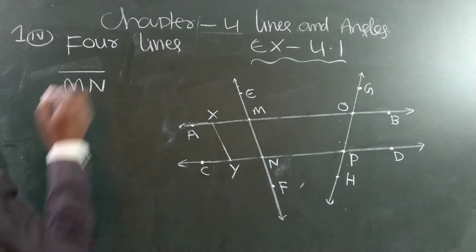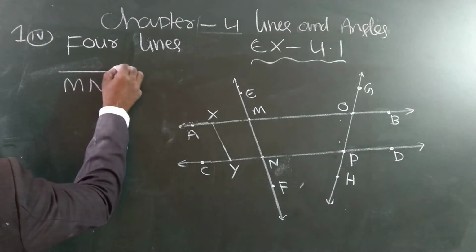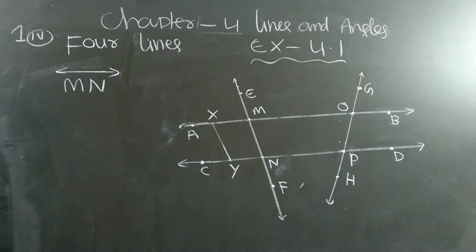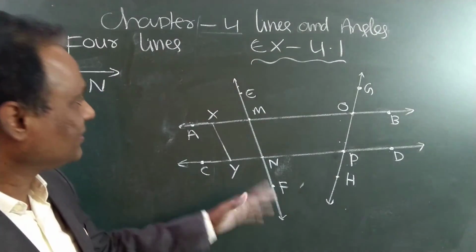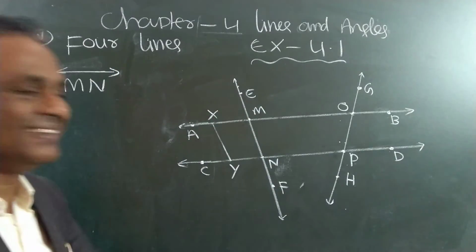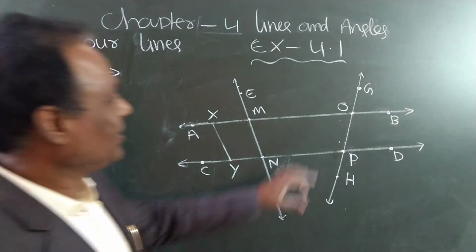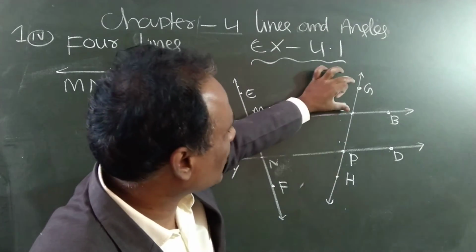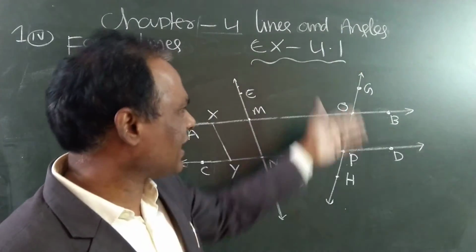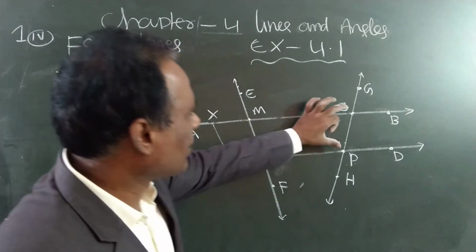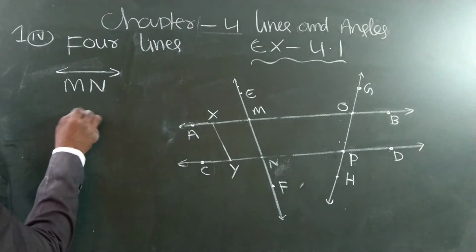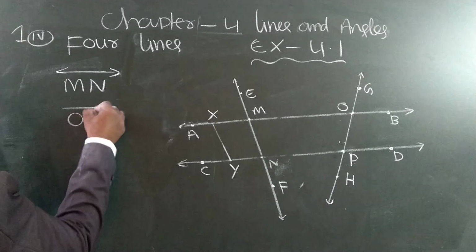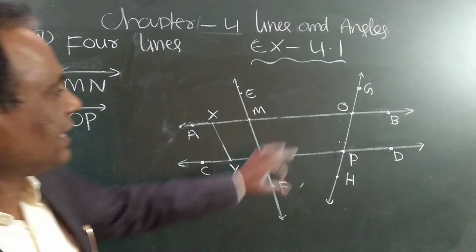MN line segment means we write like this. Line means arrow mark on both sides. Line MN. Any name you can. Same line you can name in any way: OP or OH or OG. So I am writing OP line.